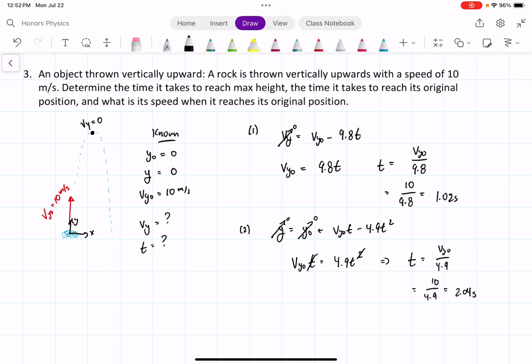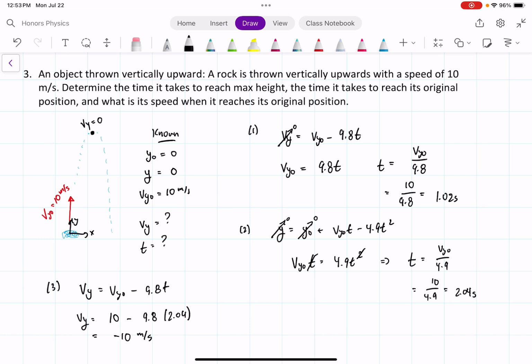So now we can find the speed when it reaches its original position by using equation 1, but now using the time for the final. So we do Vy equals Vy naught minus 9.8t. In this case, we don't know what our final velocity is, so that's what we're trying to solve. So we have 10 minus 9.8, and we plug in the t for the final, which is 2.04. And we find that the velocity is negative 10 meters per second.